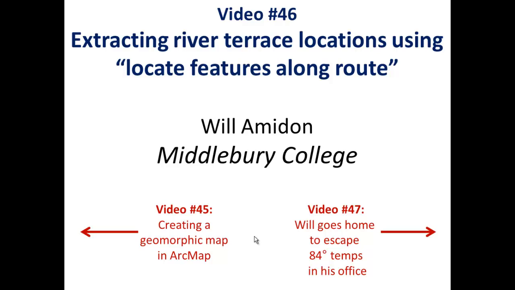So in the last video we got started making a geomorphic map of the Middlebury Gorge, and as part of that we mapped a bunch of river terraces. And one of the things we want to do is compare the elevation of those river terraces versus their distance downstream. So to do this, we're going to use a tool called Locate Features Along Route.